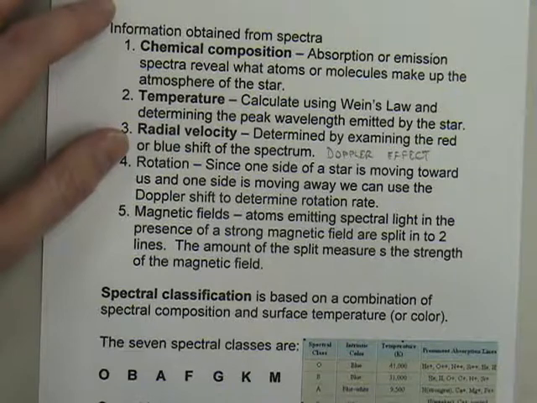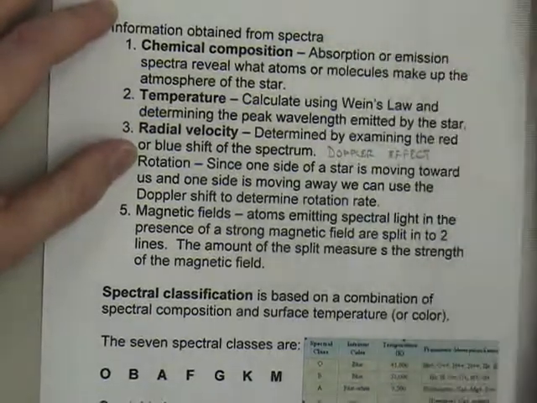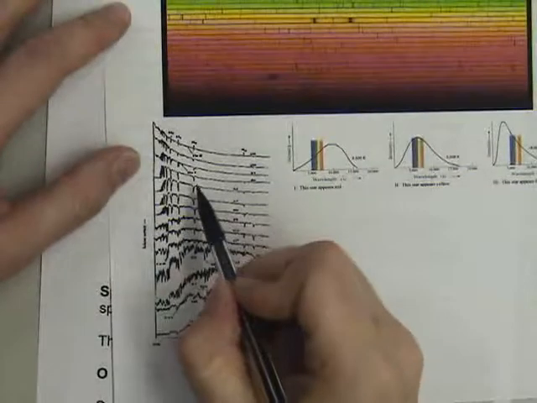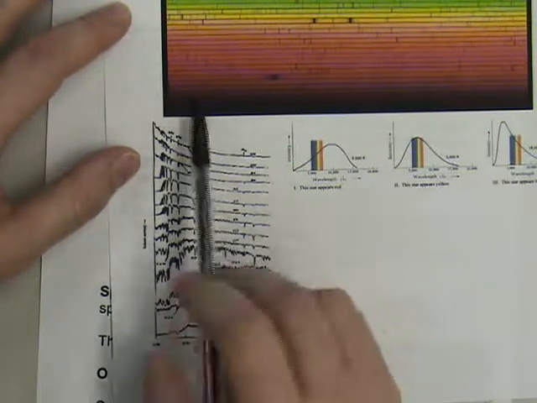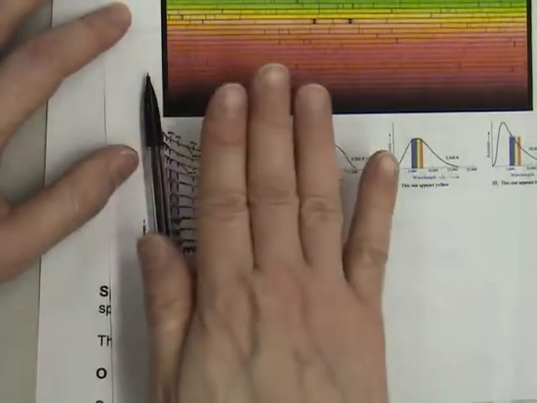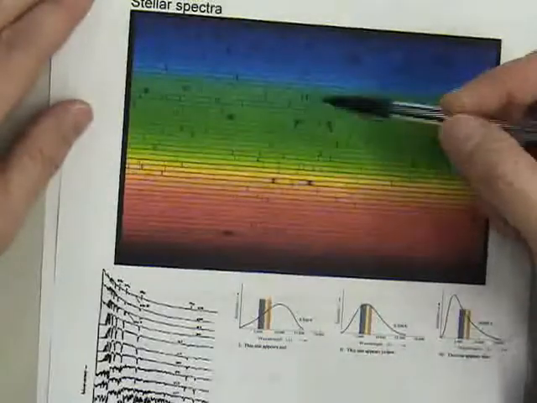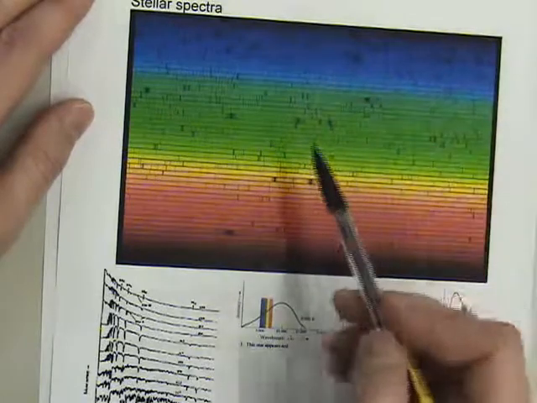So if the spectral lines, what I'm referring to are these spectral lines, these little dips, they will shift either to the right or to the left. In other words, the entire spectra will slide over to the right or the left. Similarly with these spectral lines in this diagram. All of these lines will slide over.